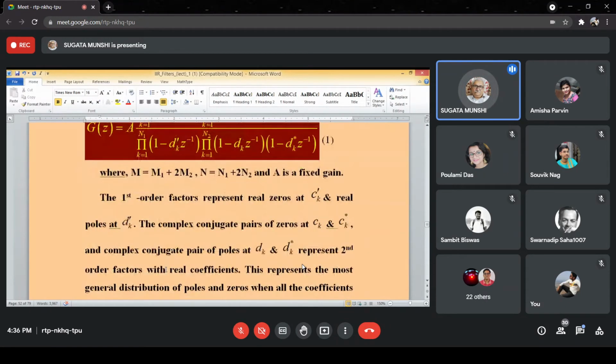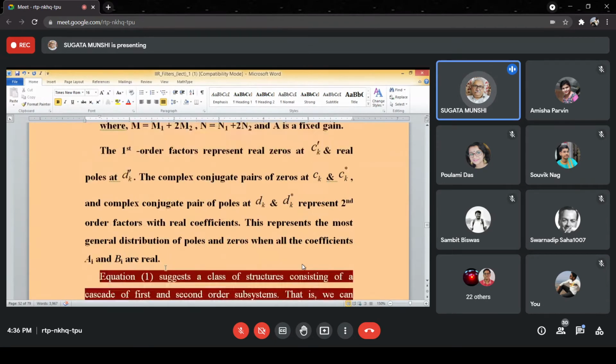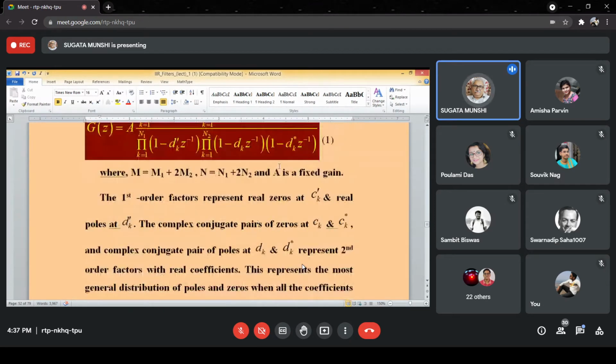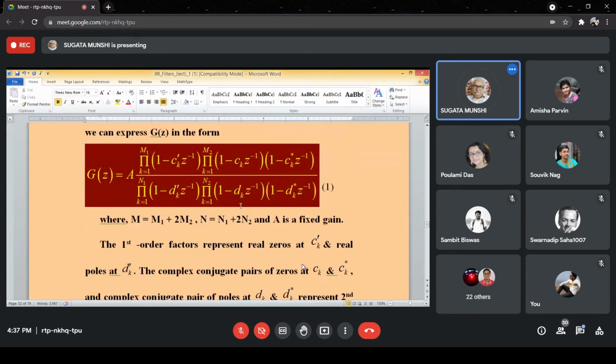I have written down that. All right. So that is the most general distribution of poles and zeros. Now, this equation suggests that we may consider one of the first order factors of the numerator and any one first order factor of the denominator to constitute a first order subsystem. So in this way, there can be several first order subsystems, depending on the values of capital M and capital N.